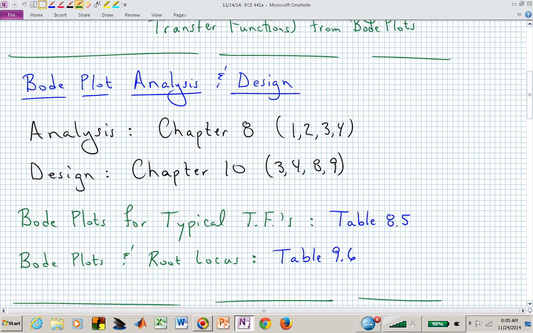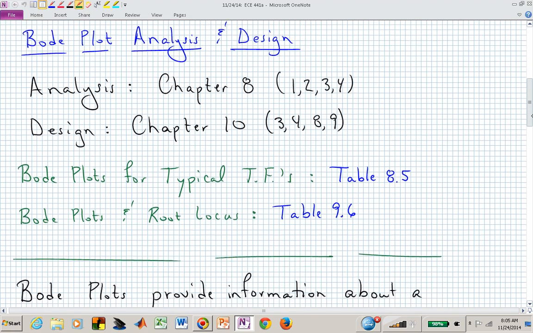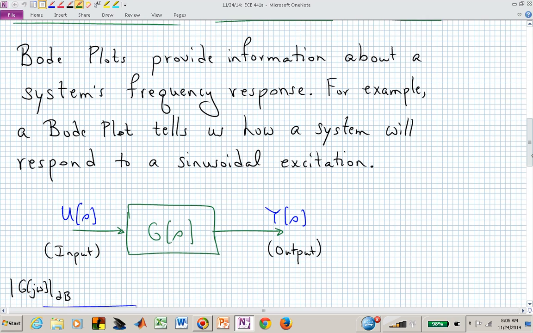And then we'll look at the design process. That's included in Chapter 10, and these numbers in parentheses after the chapters are the particular sections that we'll be focusing on for this class. So I started counting Chapter 8. That was pretty easy. 1, 2, 3, 4. Chapter 10, I started jumping around a little bit, but that's because we've already covered some of Chapter 10 with the root locus design. So we'll be filling out more of Chapter 10 by dealing with these frequency response depictions or Bode plots.